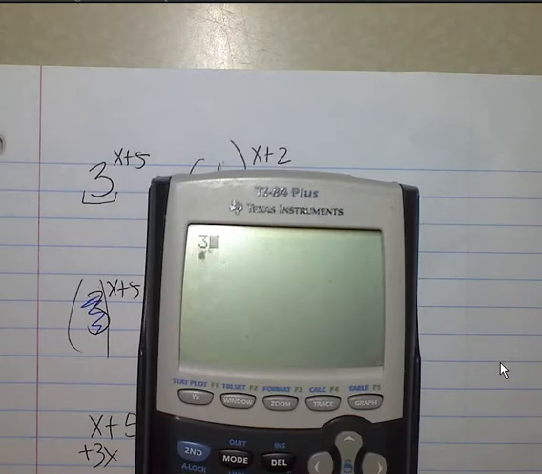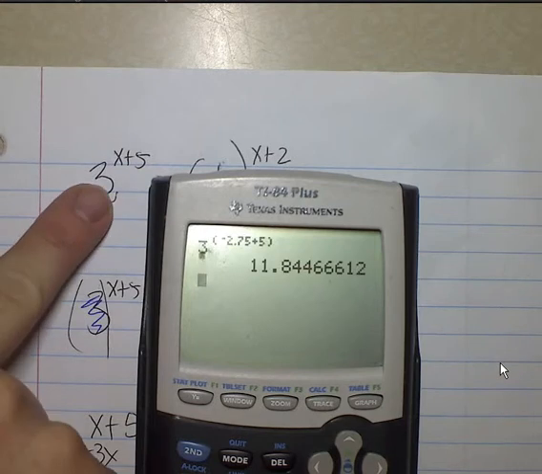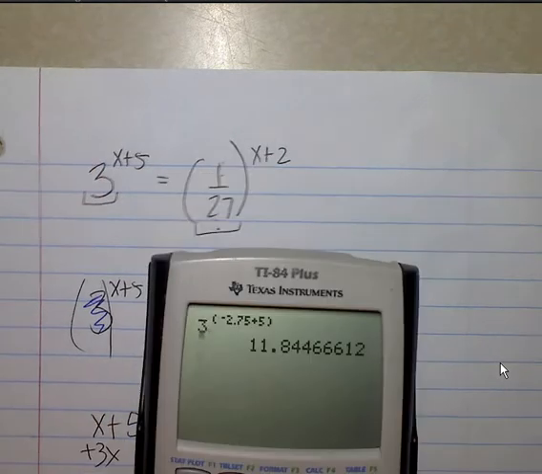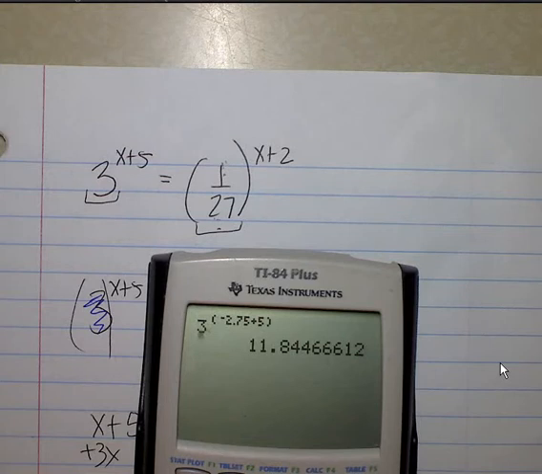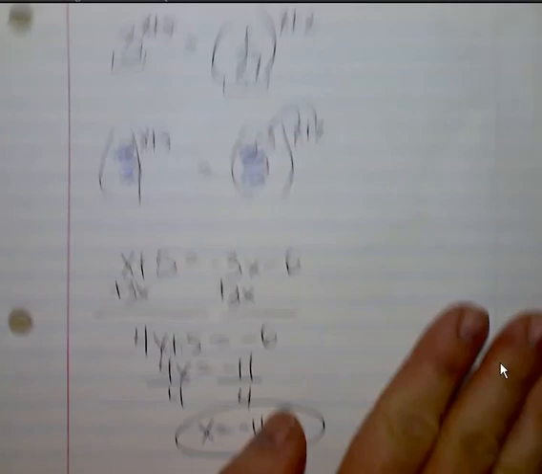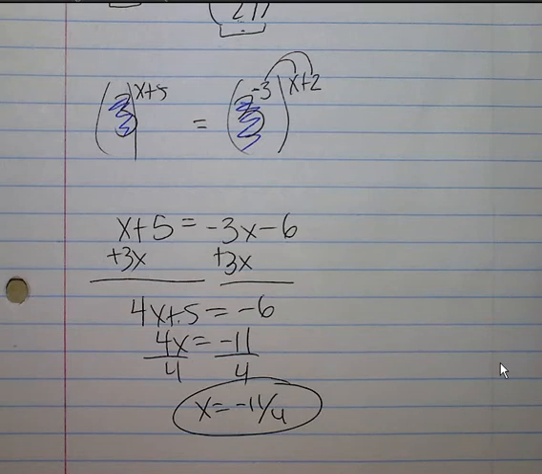3 raised to, in parentheses, negative 2.75 plus 5. I get 11.8 with some decimals. So left side is 11.8. If that's the correct answer, this will also equal 11.8. Now I have 1 over 27 in parentheses raised to the negative 2.75 plus 2. I also get 11.8, which means this is the correct answer. Thumbs up or thumbs down?